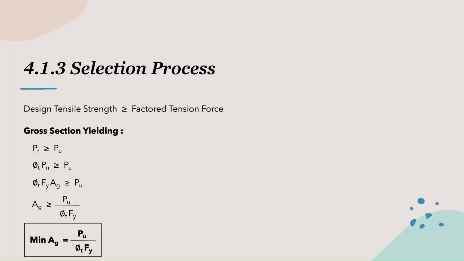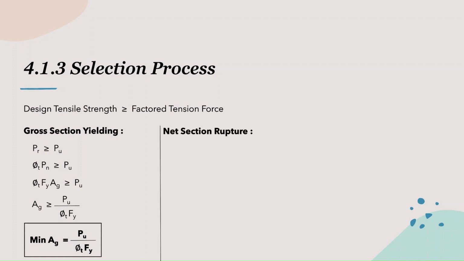This is a very important equation. If we are given a factored tension force Pu, we will calculate the gross area of the section required to support the force, and using the manual we can select a section that has a gross area equal to or greater than the minimum area required. I hope this is clear till now.